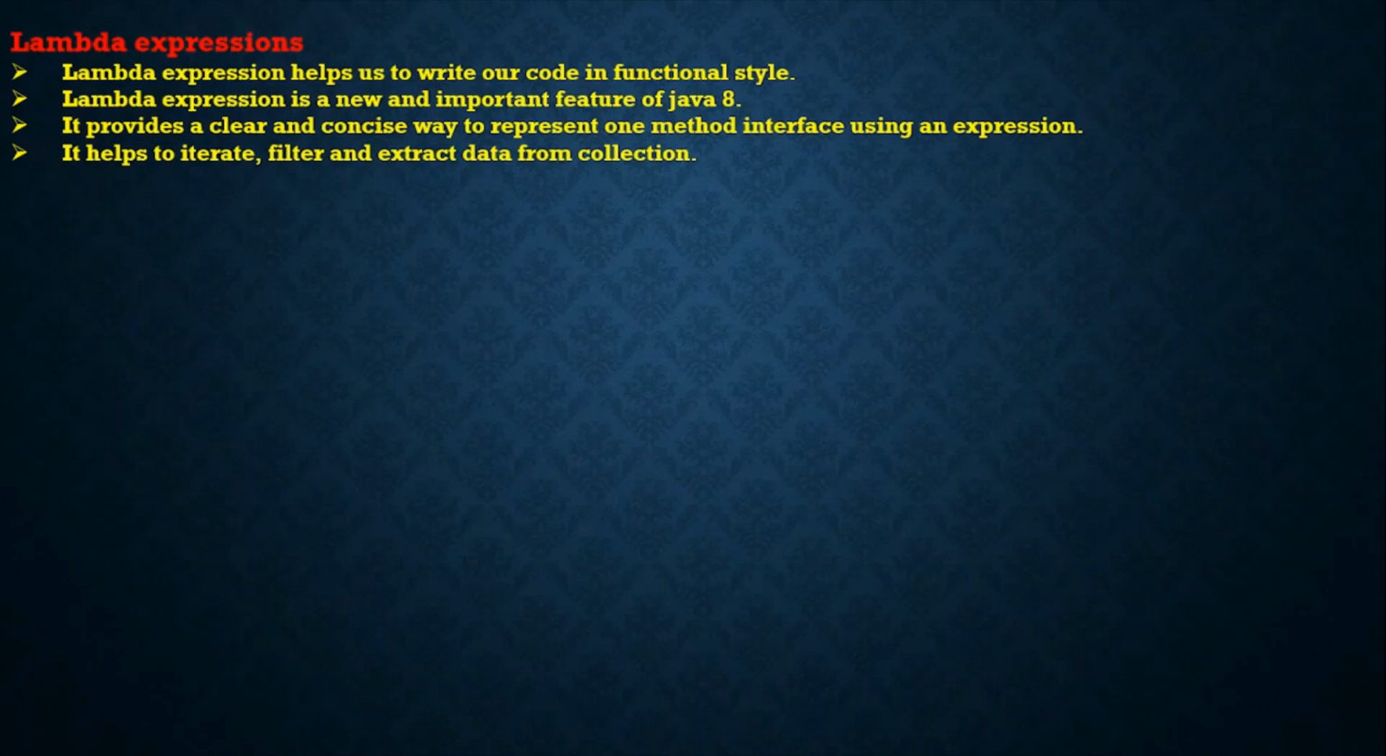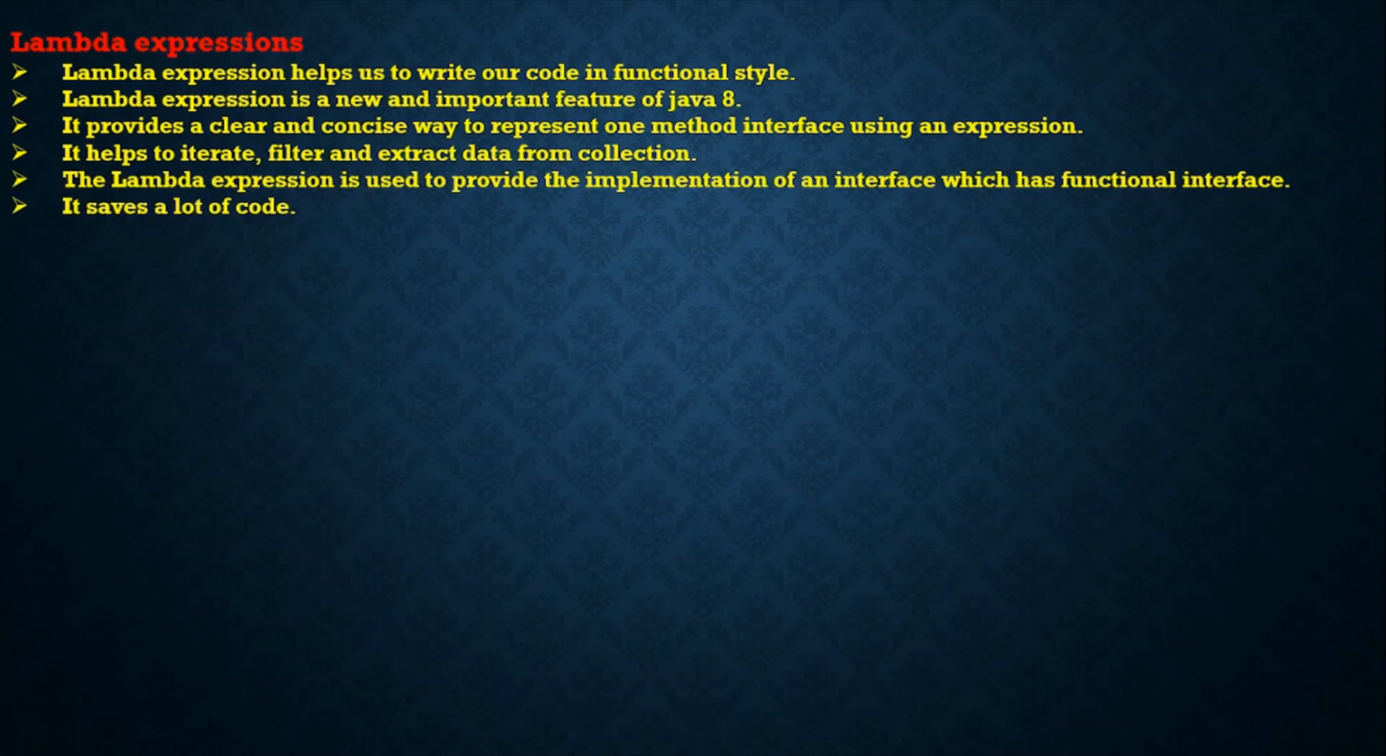So what we can do by using lambda expressions, we can iterate, we can filter, and we can extract data from collections. For example, we have a collection. We want to iterate the collection, and we want to filter or extract data from the collection. That time, lambda expression is going to play a vital role as part of Java 8. I have already told, by using lambda expression we can provide the implementation to the functional interface. Functional interface is nothing but the interface which is having one abstract method.